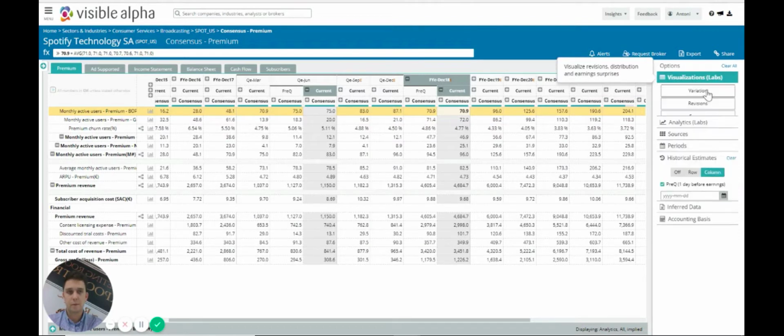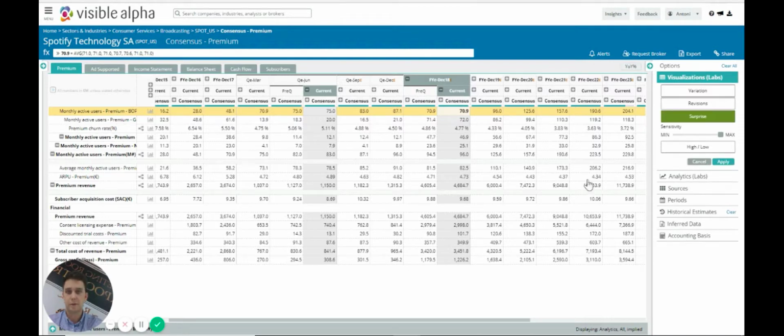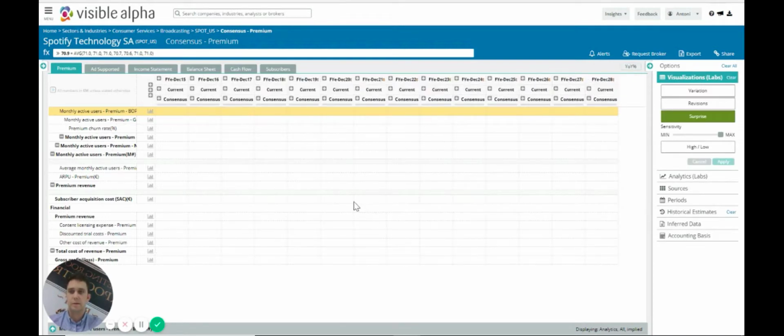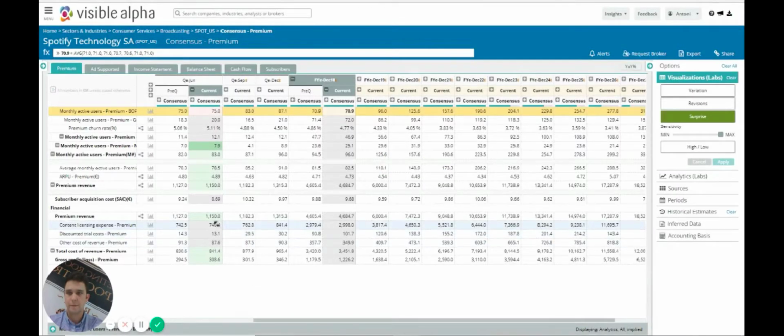Just to make it a little bit more visually clear, let's apply the surprise analysis filter and see what we've got. So just to explain, green means there was an upside surprise, red means the surprise was to the downside. The deeper the color, the higher the deviation. So let's look at some of the key metrics.